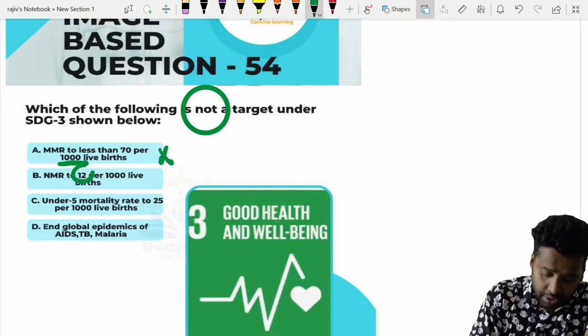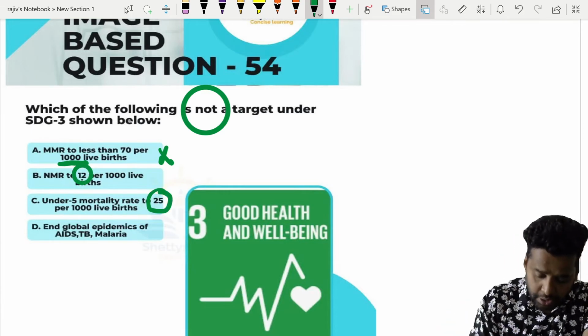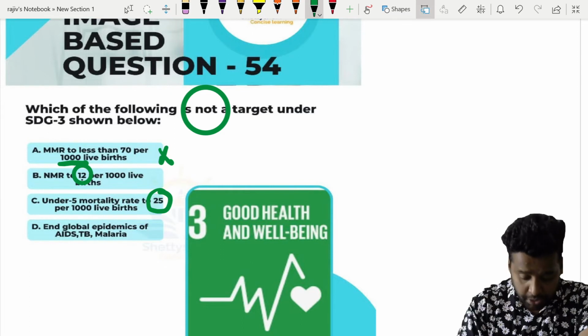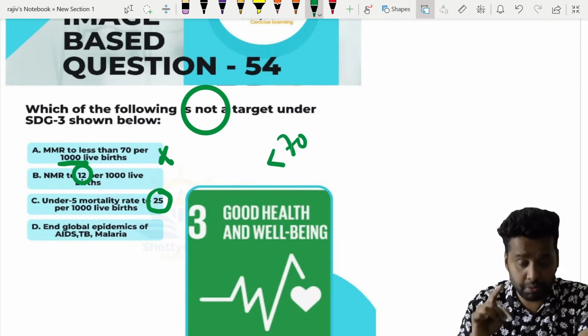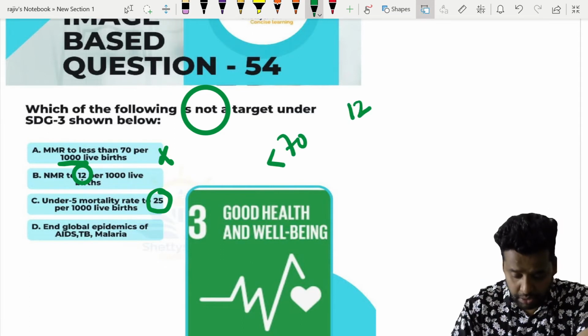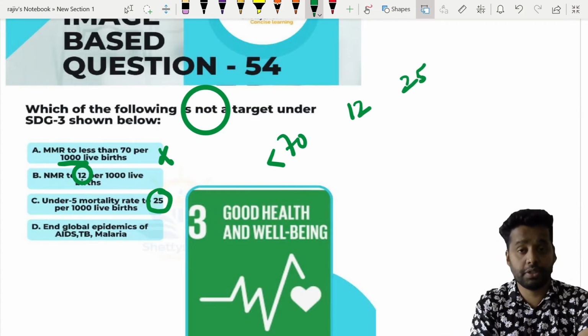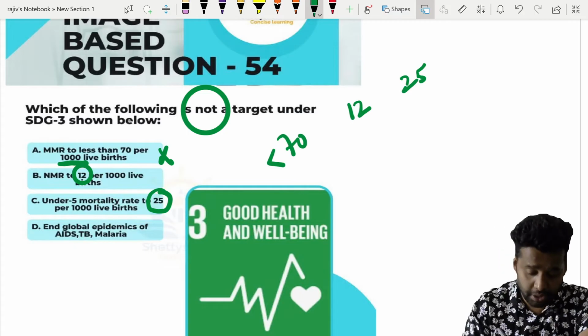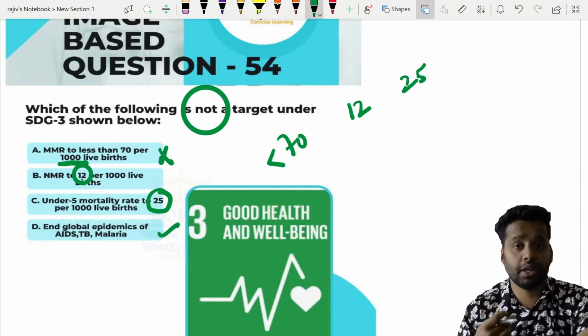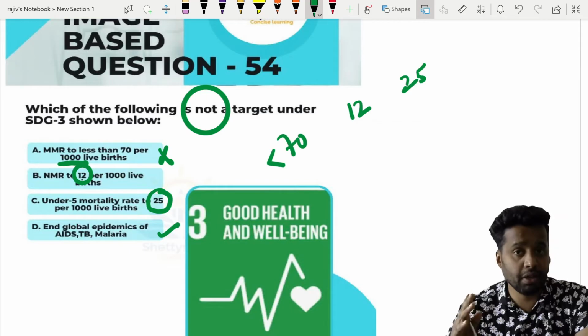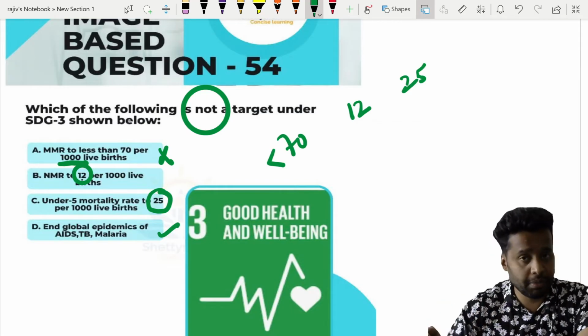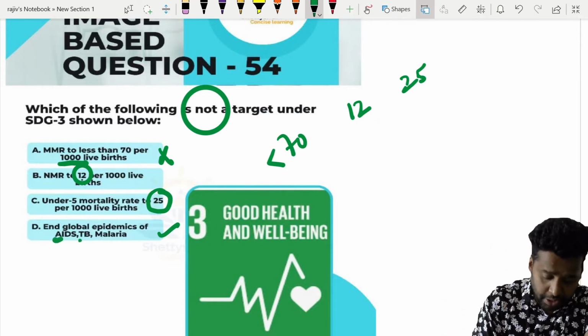Neonatal mortality rate to 12, under 5 mortality rate to 25, these are all correct. Remember the numbers: MMR to less than 70 per 1 lakh, neonatal 12, under 5 mortality rate 25 per 1000 live births. These questions are repeatedly asked in the exam. This is also a target in the global epidemic of AIDS, TB and malaria, ATM, AIDS, TB and malaria.